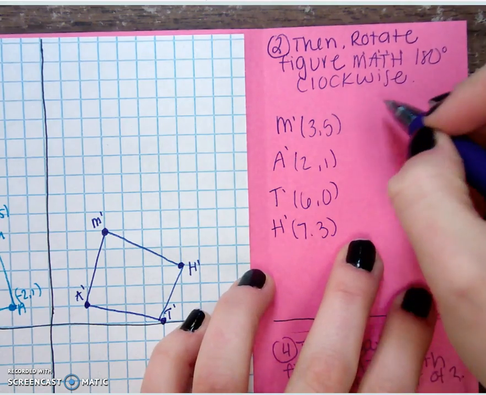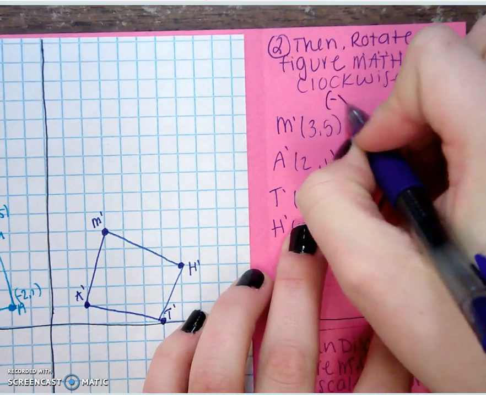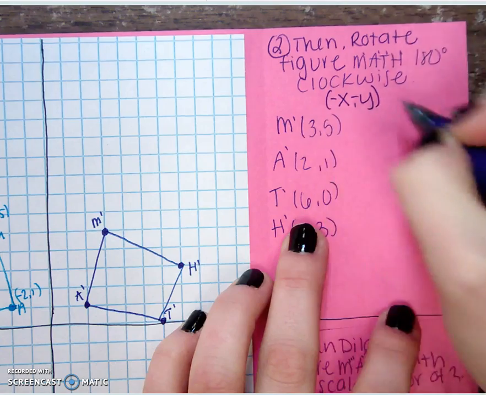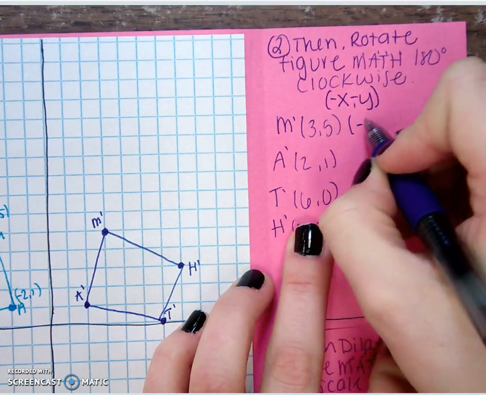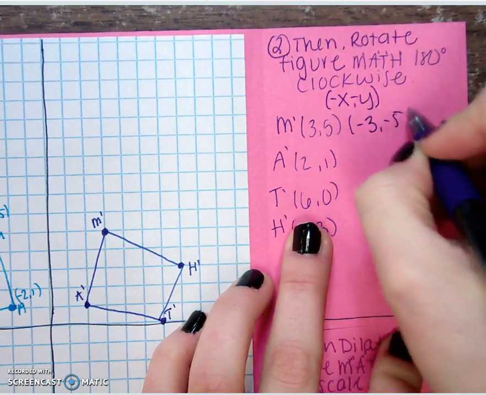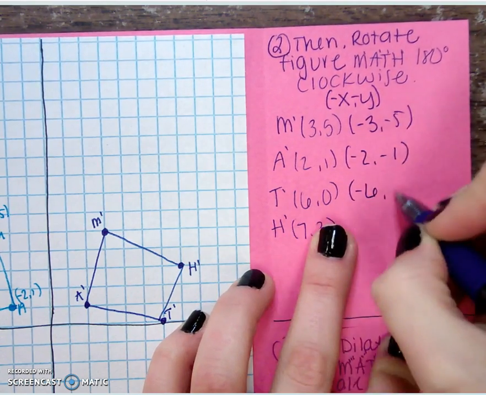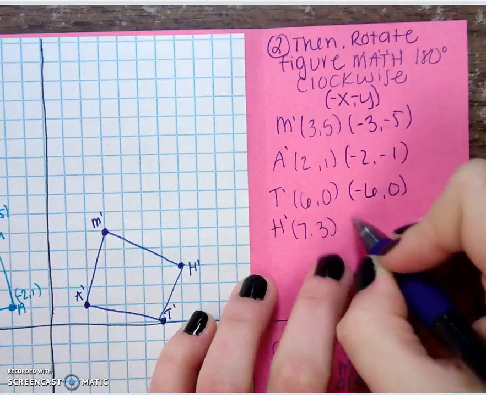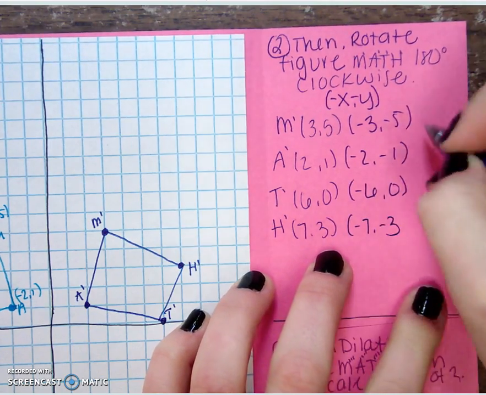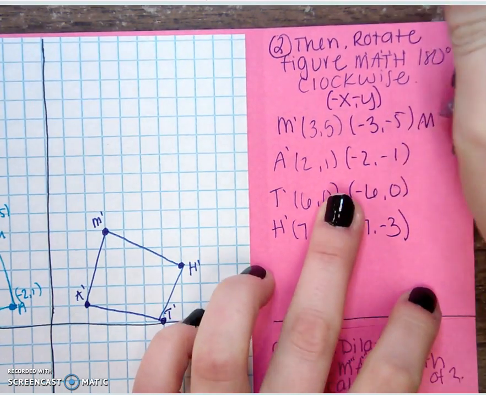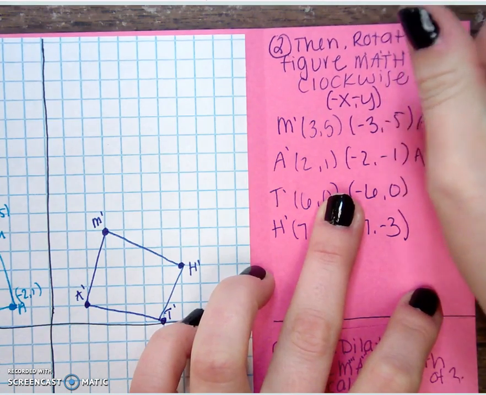And I'm rotating 180, which means I'm changing the x to the opposite and the y to the opposite. So this will be negative 3, negative 5, negative 2, negative 1, negative 6. There's no opposite of 0, so it stays 0. And negative 7, negative 3. So that's M double prime.